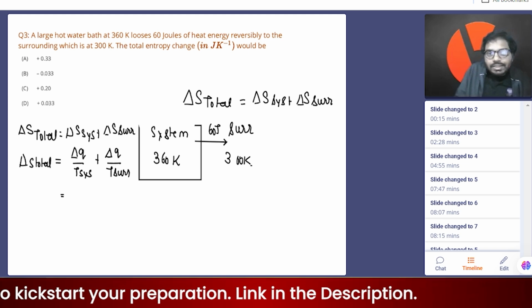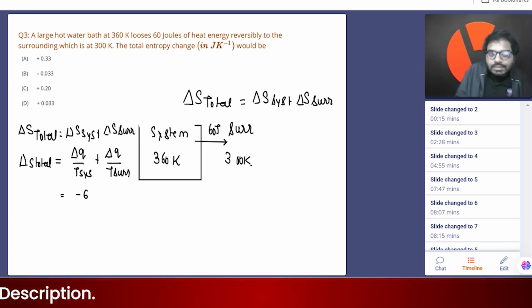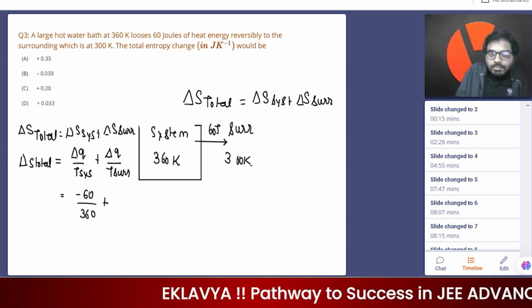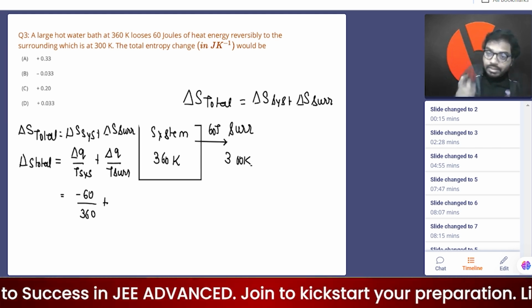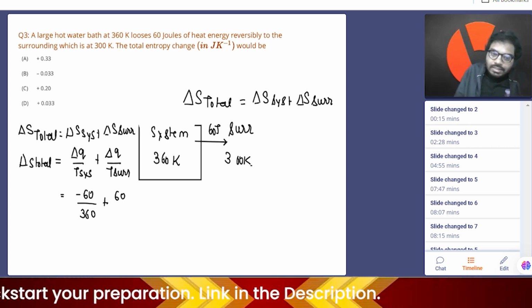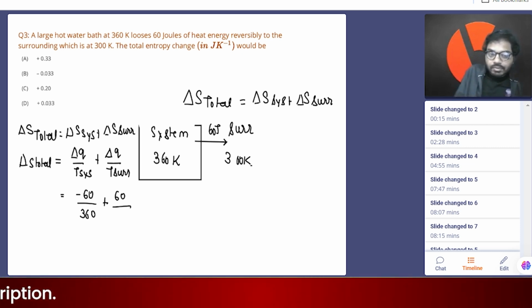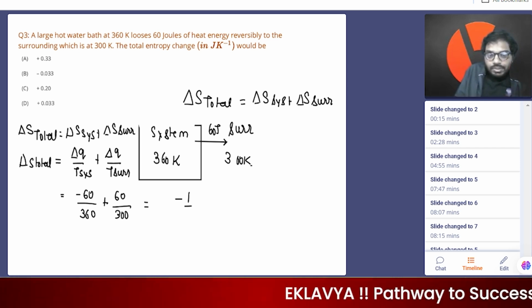So the change in heat here: heat is lost, so heat is evolved by the system, and we will use the negative sign here. And the temperature here is 360 Kelvin. Plus, heat absorbed by the surrounding, because heat evolved from the system reaches the surrounding. That's the reason plus 60 will come. Heat is transferred to the surrounding, and the surrounding temperature is 300 Kelvin. Now we can simply find out the value.